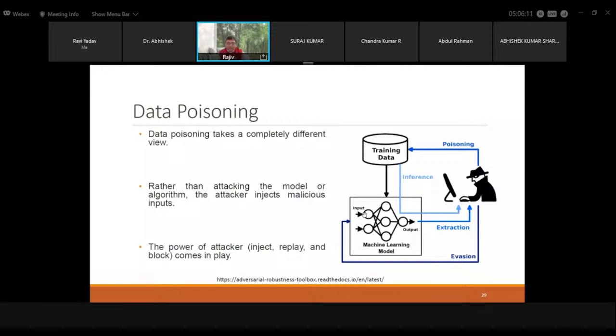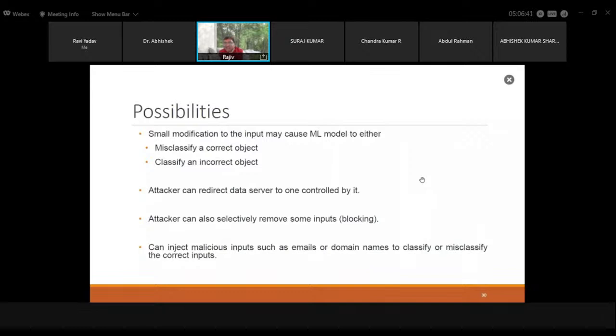So the attacker does not only need to inject the wrong data. It can also block the correct training data from going into the algorithm so that it will never be processed. So one is poisoning and another is evasion. And obviously it can see the output, which is the exception. Using all this, we can either misclassify a correct object or classify an incorrect object. So the attacker can redirect the data server to one controlled by it.